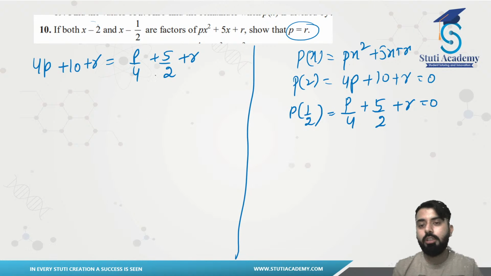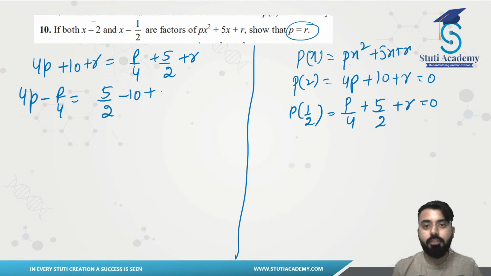So I'm going to do what? I'm going to put p on the same side and r on the other. So 4p minus p by 4 equals to what? 5 by 2 minus 10, and that will be what? A positive, that will be r in this case, right? So r and r will cancel out.